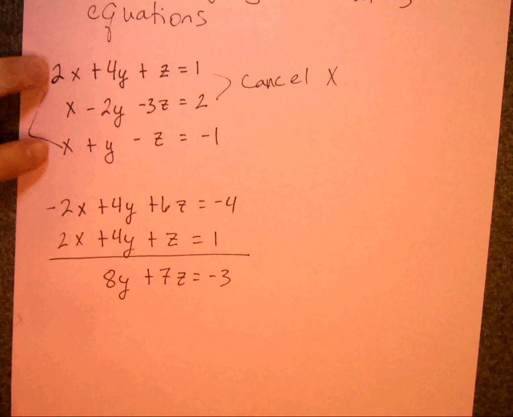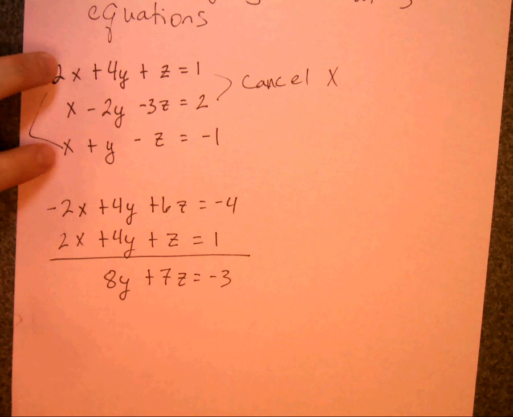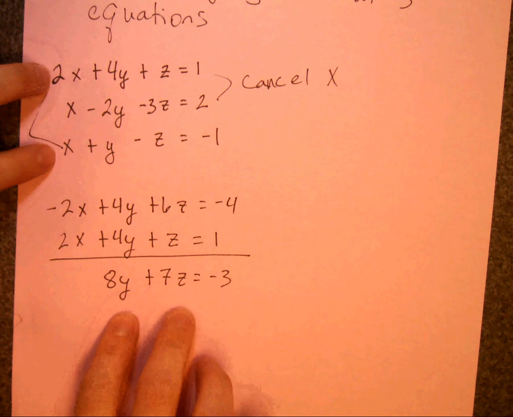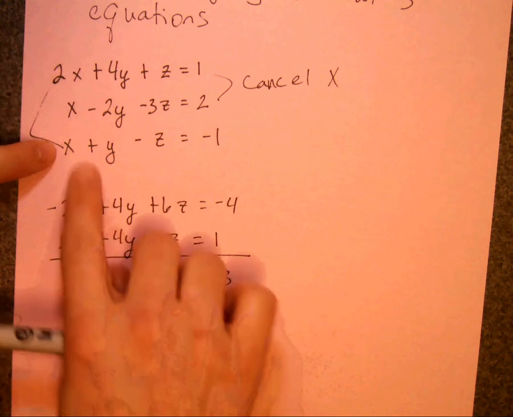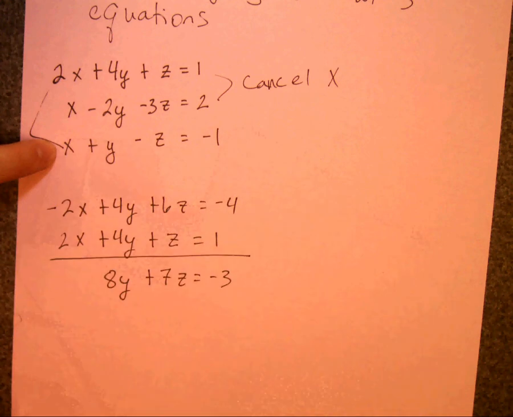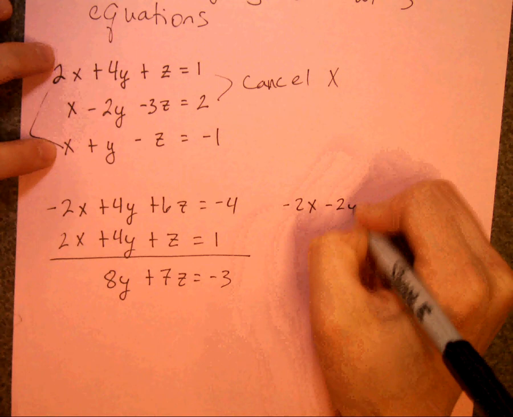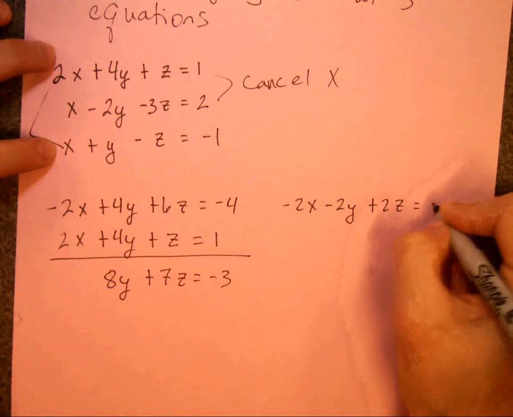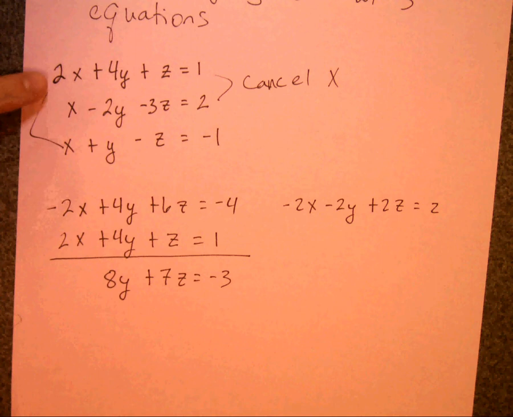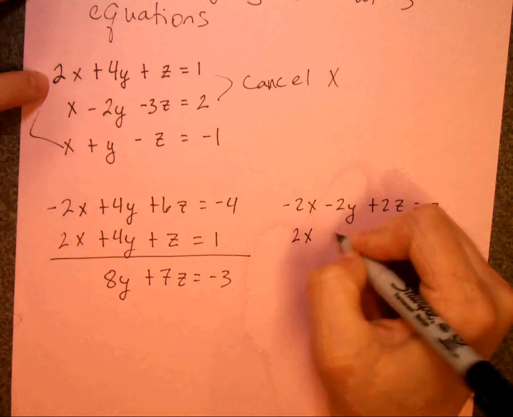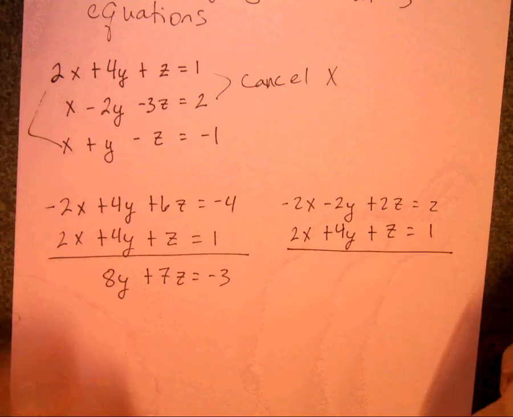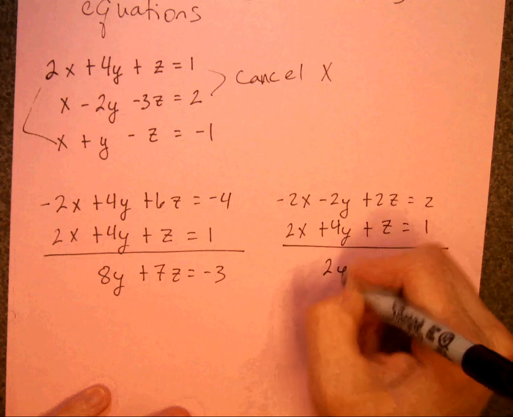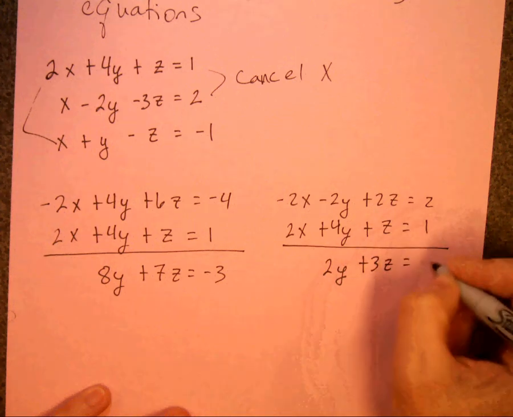So that's where working with the first and the third equation comes in. And so again, I need my x's to cancel out so that I have the same variables to work with. So I need to multiply. I have a positive 2x here. I need a negative 2x for it to cancel out. So I'm going to multiply again this bottom equation by negative 2. And that gives me negative 2x minus 2y plus 2z equals 2. And adding that to my first equation, so my x's cancel out, and I'm left with 2y plus 3z equals 3.